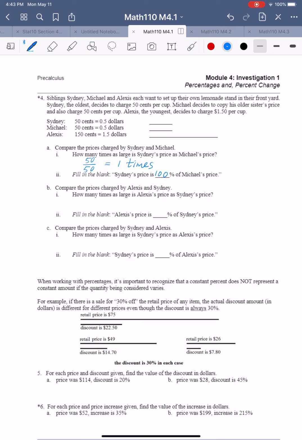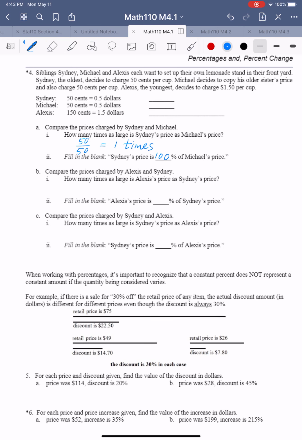And compare the prices charged by Alexis and Sydney. How many times as large is Alexis' price as Sydney's price? Alexis is $1.50 and Sydney is 50 cents, so it's going to be 3 times as large. As a percent, it's going to be 300% of Sydney's price.